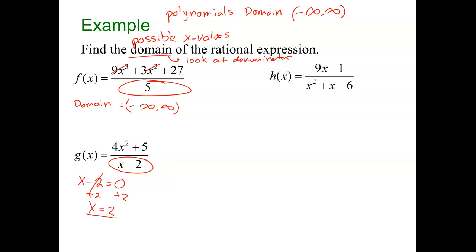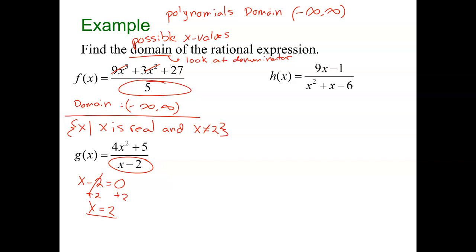There's a couple different ways that we can write our domain. You'll see it a few different ways. First way, set notation. Sometimes we just like to do set notation. So we have all values of x such that x is real, x is a real number, and x does not equal 2. So we're just saying it's all of our numbers except for 2. X cannot equal 2. So that's our set notation.